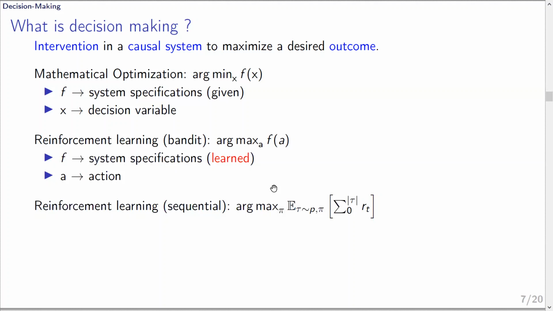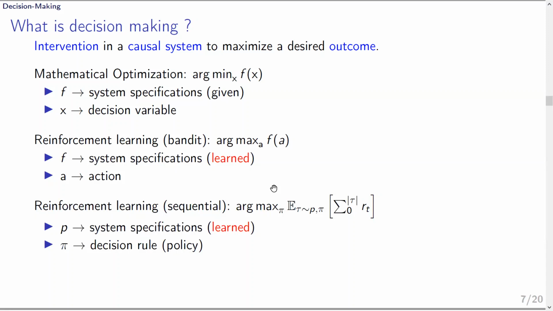You want to find pi, which is not a single decision, but it's a decision rule, a policy. So it's a rule to make decisions. And you want to maximize, for example, the expected reward, expected cumulative reward. And to do that, you have to know P, the distributions of your system, the transition distribution. So it's just your system specifications and the policy that you take. If you have both the system specifications and the policy, you can evaluate that policy and measure the outcome if you want. So it's the same idea.